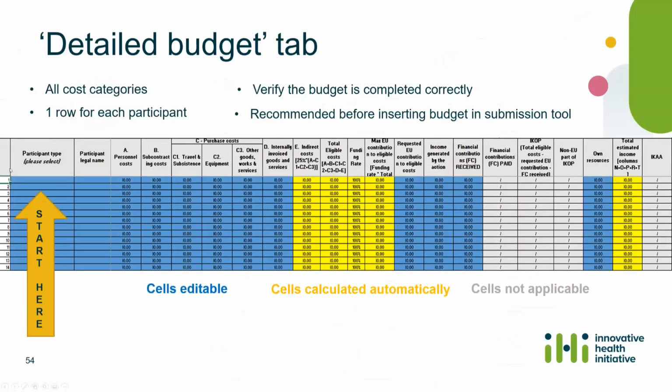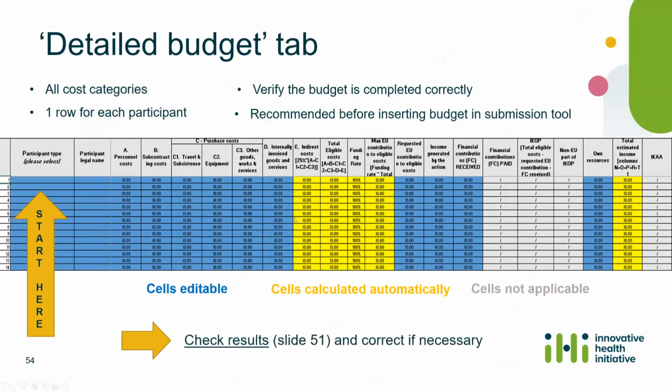So you always need to start by selecting the type of participant. That's why it's important to first read the instructions tab, which defines the different types of participants again, so you are sure you understand them well. First you select the participant type, and only then will you be able to insert values in each of the columns.